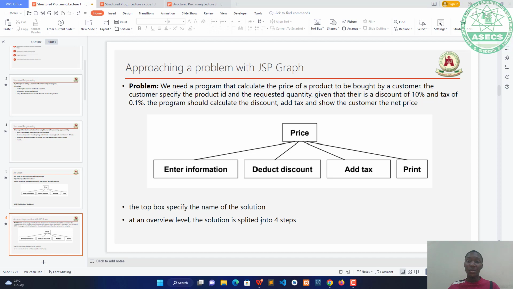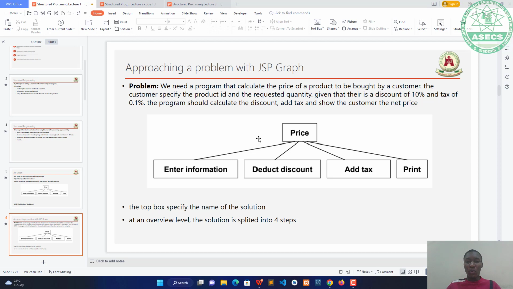Kuna ji? Ga nan da question ya faɗi. The program should calculate the discount, ya yi adding tax and show the customer the net price. You know a customer net price nashi. So anan do is an example an ba da solution nashi a nan wajen. So this first box abin da yake shi ne shi yake specify name na wannan solution din nan. It can be price, it can be shopping mall price, it can be customer calculator, whatever, discount calculator. Ana iya ba shi kowane suna and he's going to work right away.